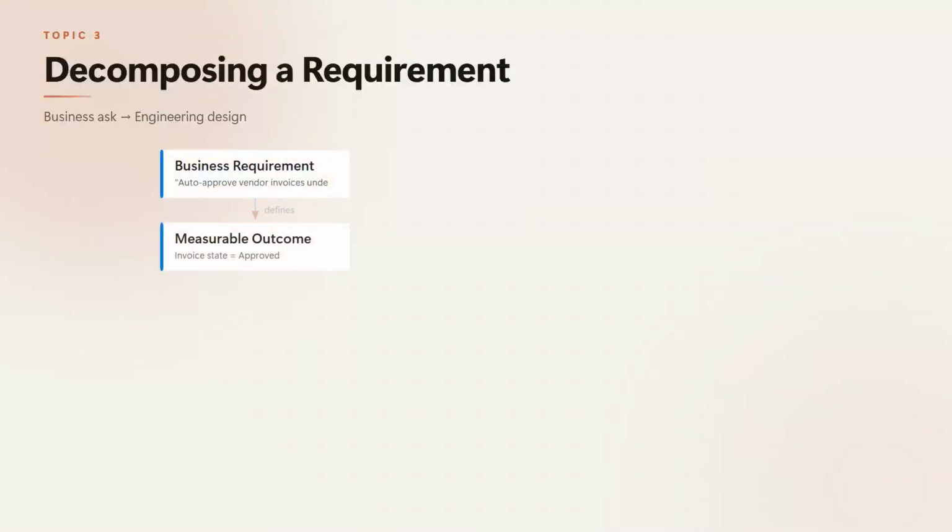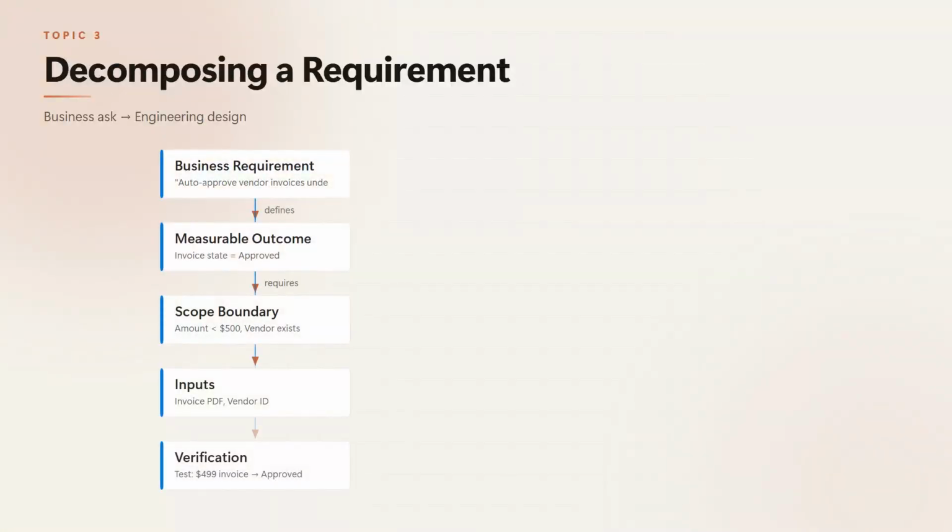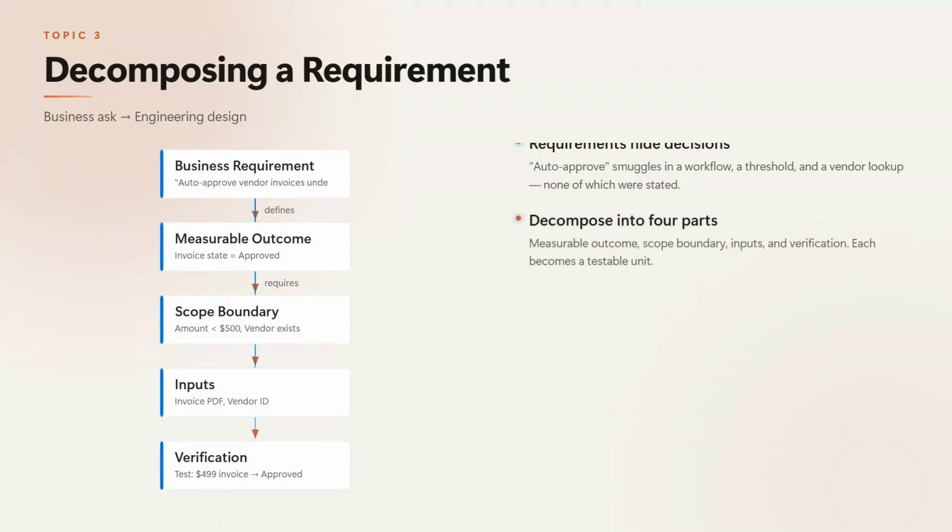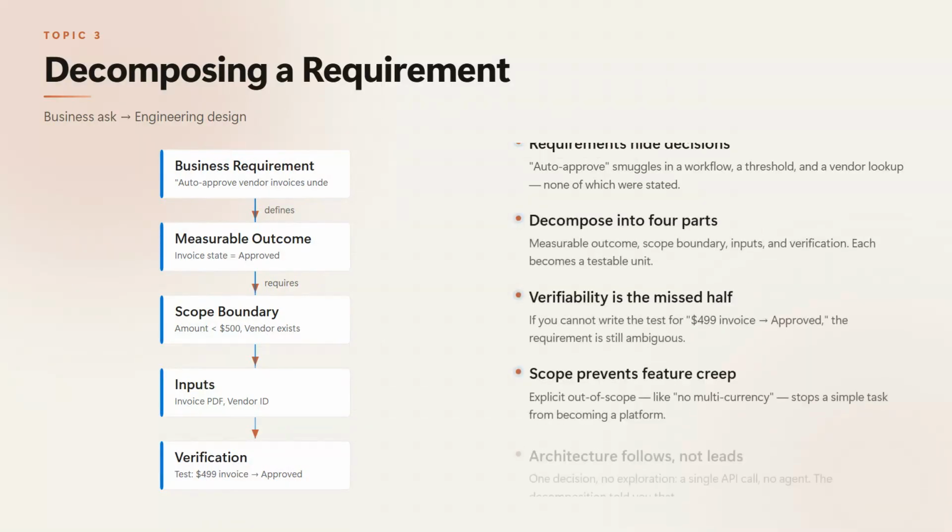A business requirement arrives as a single sentence, but buried inside it is an engineering decision you have to surface before you write a line of code. The technique here is decomposition. You pull apart the requirement into measurable outcome, what is in scope, what is explicitly out of scope, the inputs you actually have, and, critically, how you will know the answer is right. That last piece, verifiability, is the one most people skip, and it is the difference between tuning and luck. Once the decomposition is solid, the architecture falls out of it naturally rather than being chosen first and justified afterwards.